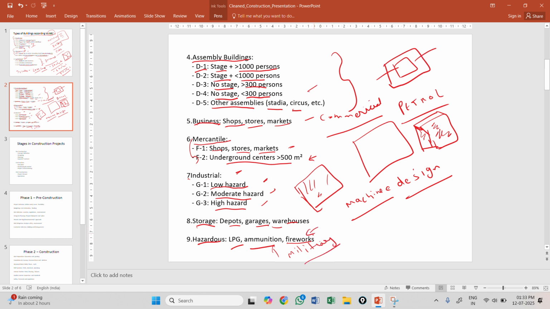Then comes fireworks. Fireworks are like crackers. All those things come into the picture. LPG gas. When it comes to gas, that comes into the picture. So wherever we are going to place these things, we should be very careful. But these are the types of buildings that come in NBC. So these are the 9 types.